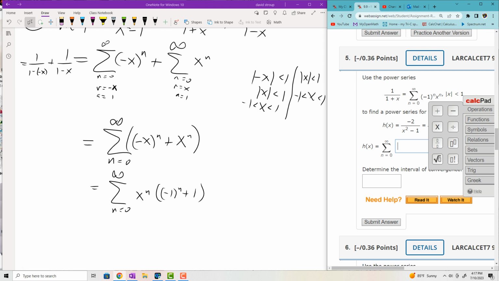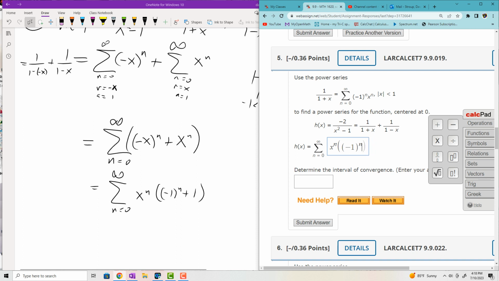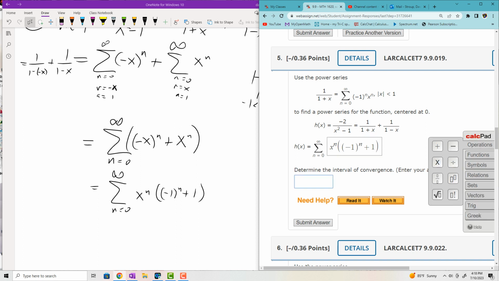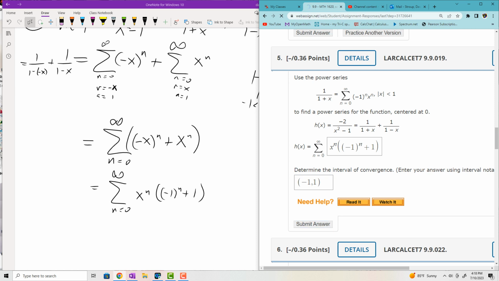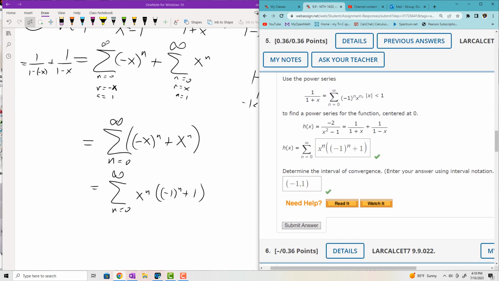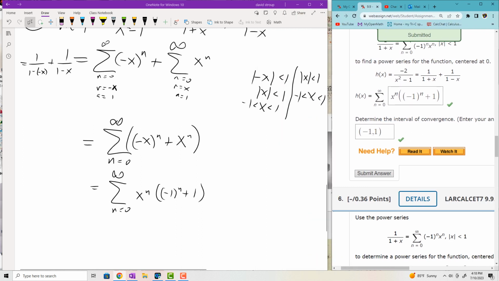You could probably just put it in as I originally wrote it, but let me try x to the n times (-1) to the n, plus 1. And then the interval of convergence. Both intervals are -1 to 1. So you have to take the intersection of the intervals if they are different. It doesn't really come up in the homework though, so don't worry about it. Yay. All right.